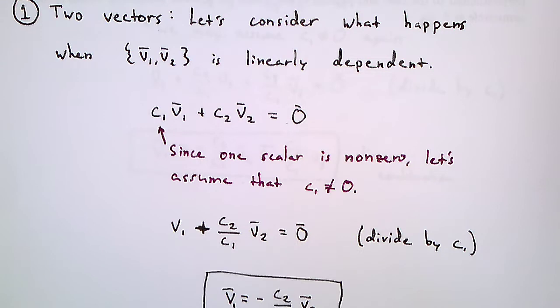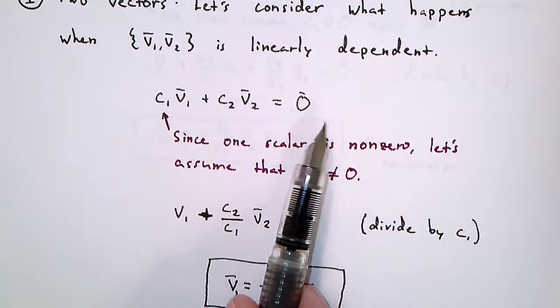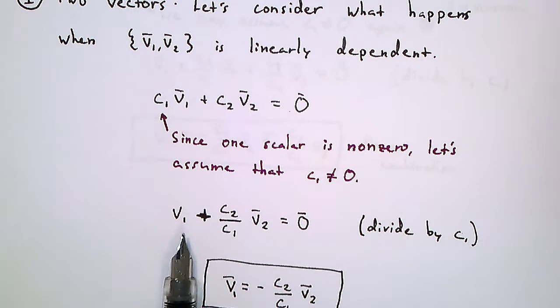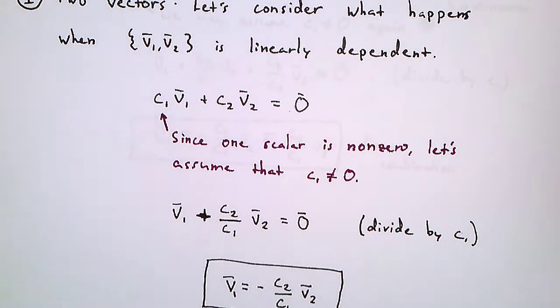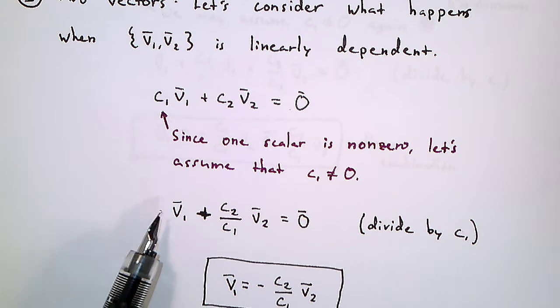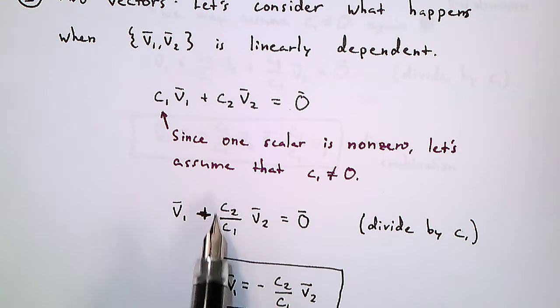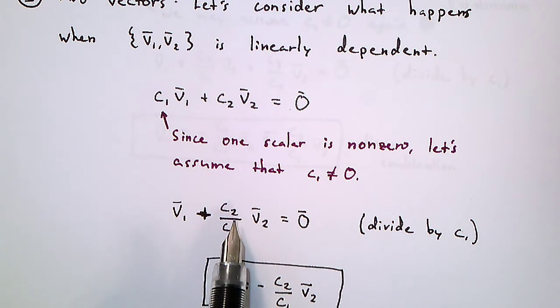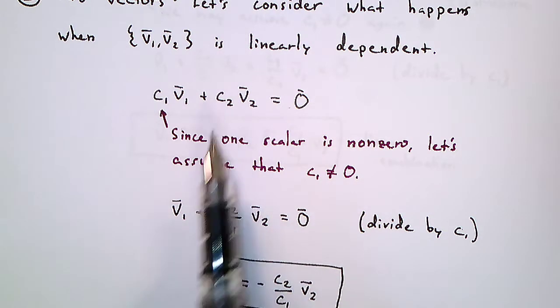What that does is allows us to divide through on both sides of this equation by c1 to get this new equation. So v1, and really I should have a line over v1 to show that it's a vector, v1 no longer has a coefficient written out. There is a 1 coefficient there, but we don't usually write that. And now both of these coefficients, the c1 and c2, have been moved to appear on v2. The reason why c1 can't be 0 when we're doing this is that we can't divide by 0.